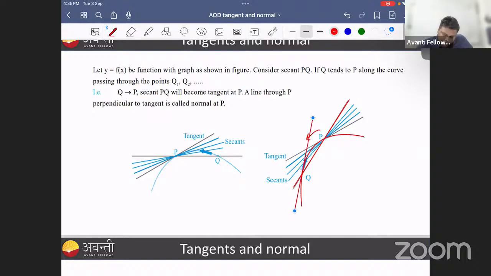Like this. It will become a tangent. So that is what they are saying: if Q approaches to P, or P approaches to Q, the secant PQ will become a tangent. So if P approaches to Q, the tangent will be at Q. And if Q approaches to P, it will be the tangent at P. Got it?